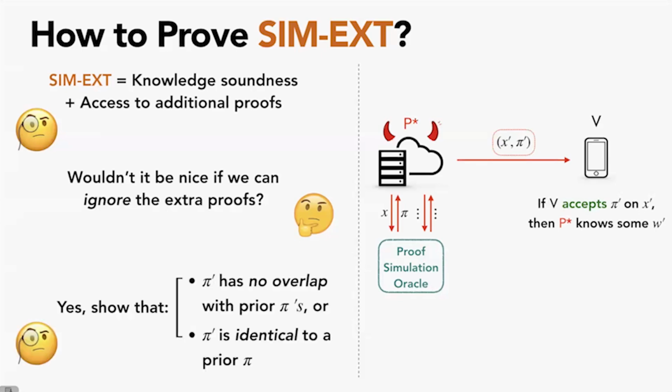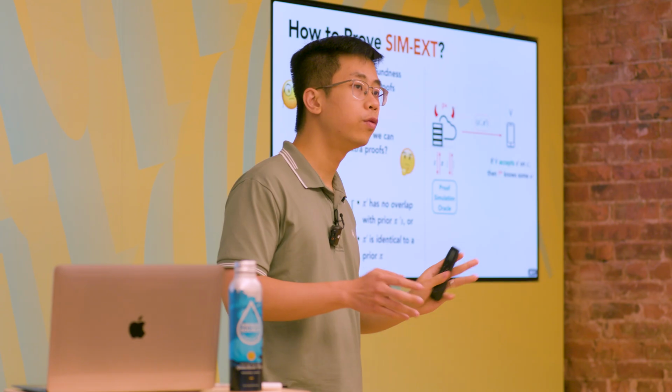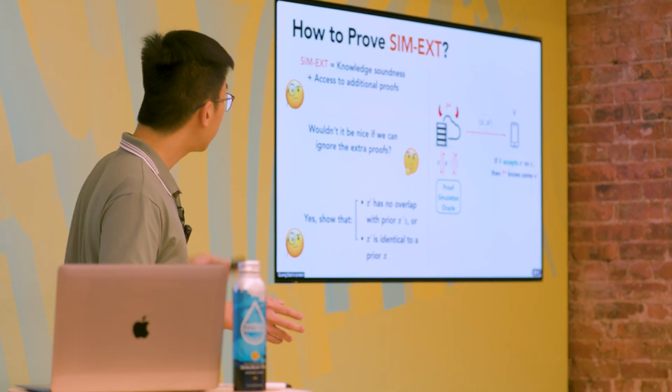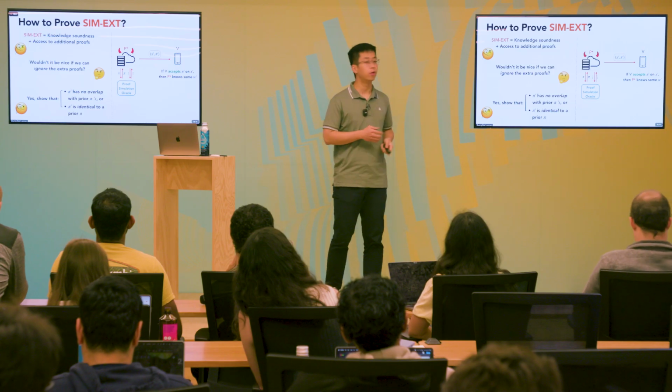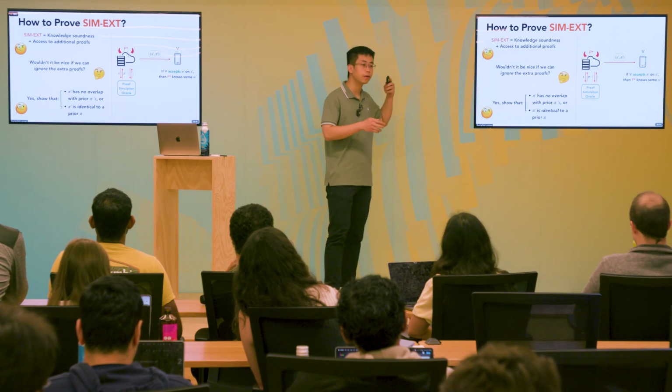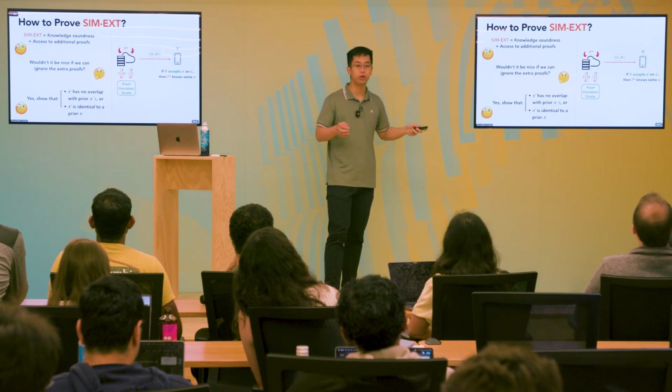And that's basically exactly how these simulation extractable results are proven. You just show that either this final proof that the adversary produces has no overlap with prior proofs, or if it has any overlap at all, then it must be identical to a prior proof, in which case the output is trivial.